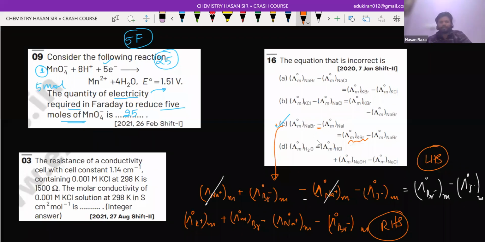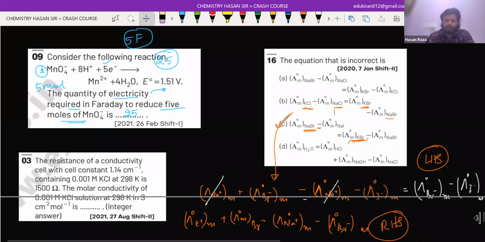Or as you can see, NaBr is here. If Na is on the right hand side and Br and K on the left hand side, it will not be balanced. Here you can see KCl, NaCl, KBr, NaBr. That means it will be balanced: K will be cancelled by K, and Na will be cancelled by Na, like this. Okay, yes, sir. So please go for question number 3.